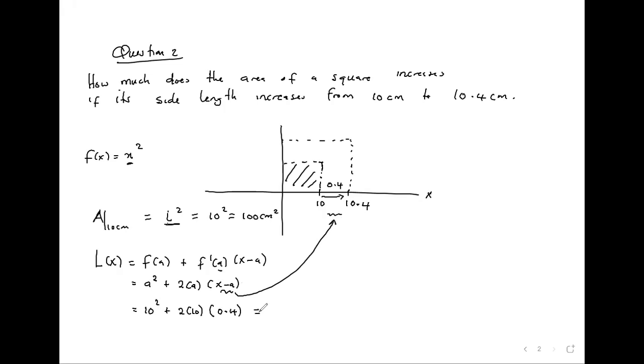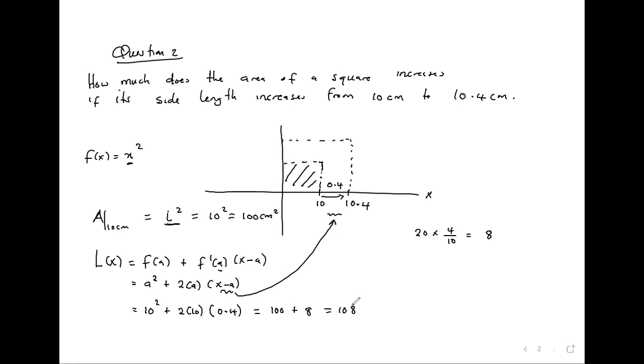So now we are saying we have 100 plus 2 times 10, that is 20. 20 by 4/10. Yeah, so we get 8. So we're saying plus 8, which is equal to 108. So this 108 is an approximate area that you get.